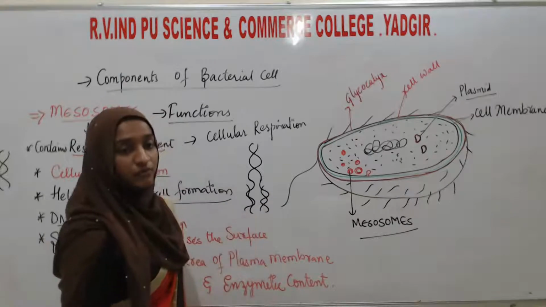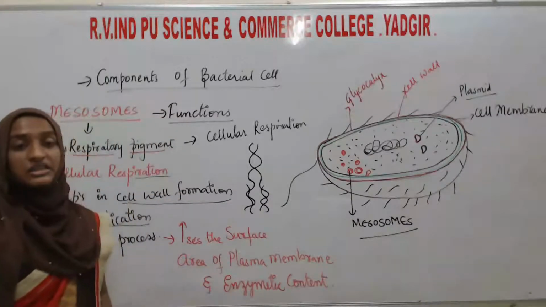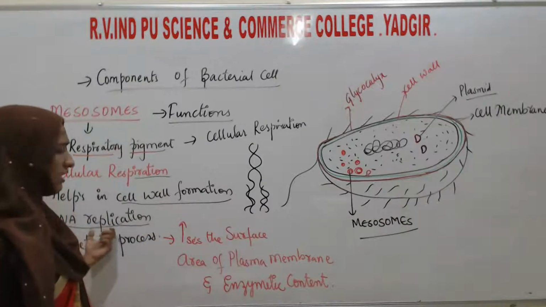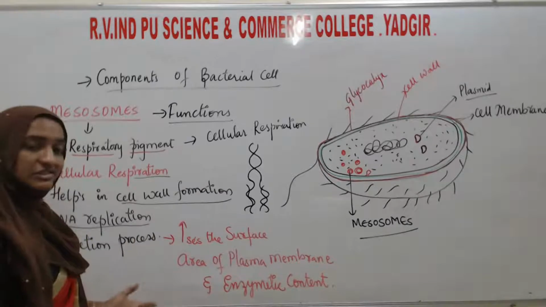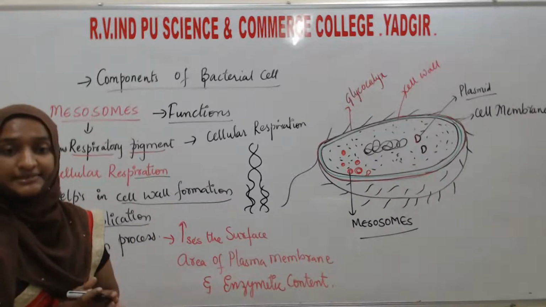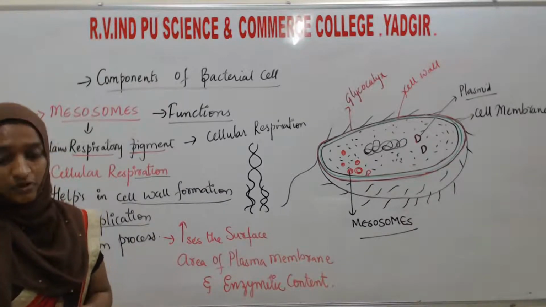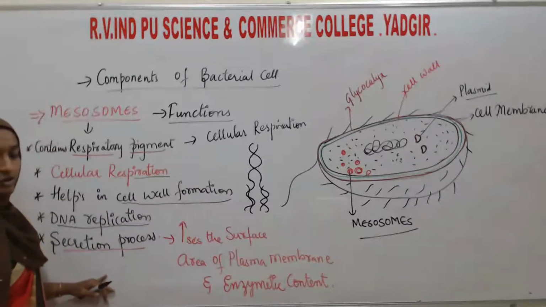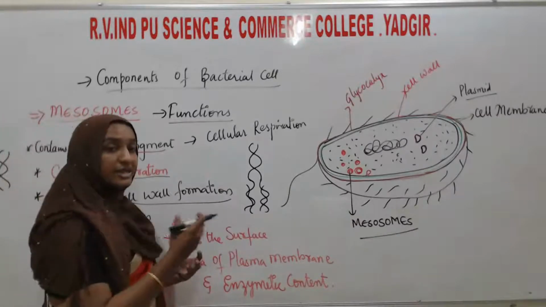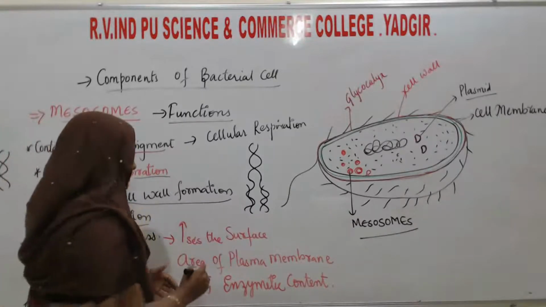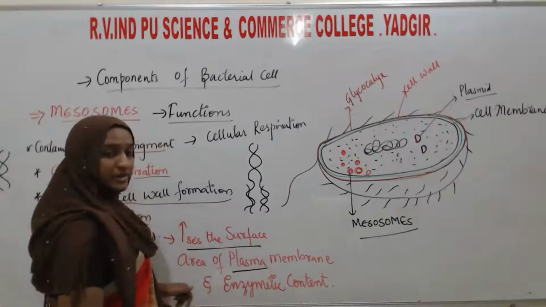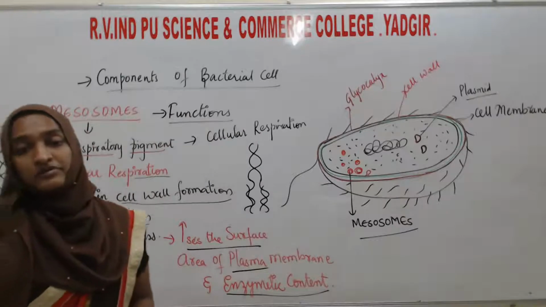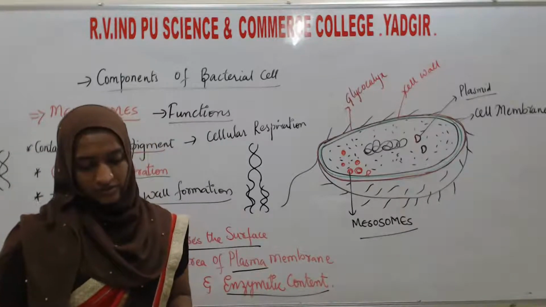This process of formation of daughter DNA copies, or new DNA copies, is known as DNA replication. The last process here: the mesosome also secretes some substances, some enzymes. After that secretion, it increases the surface area of the plasma membrane as well as the enzymatic content of the cell. So this is about the mesosome.